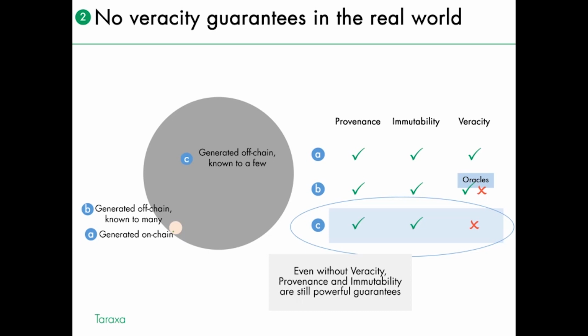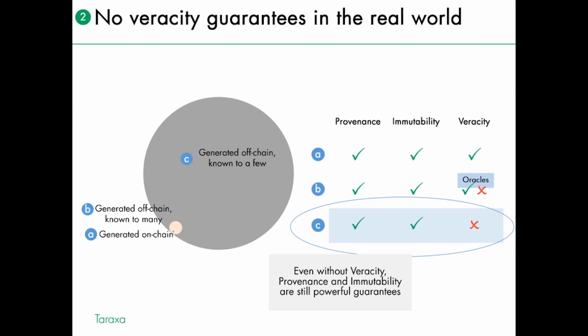When we talk about blockchain as having guarantees on truth and guarantees on veracity, really only the first type of data has that guarantee. You get guarantees on provenance, where the data came from. You get guarantees on immutability, that it hasn't been tampered with, and you get this critical guarantee of veracity, that it is actually true. You only really get that for type A, and it's a tiny bit of data.